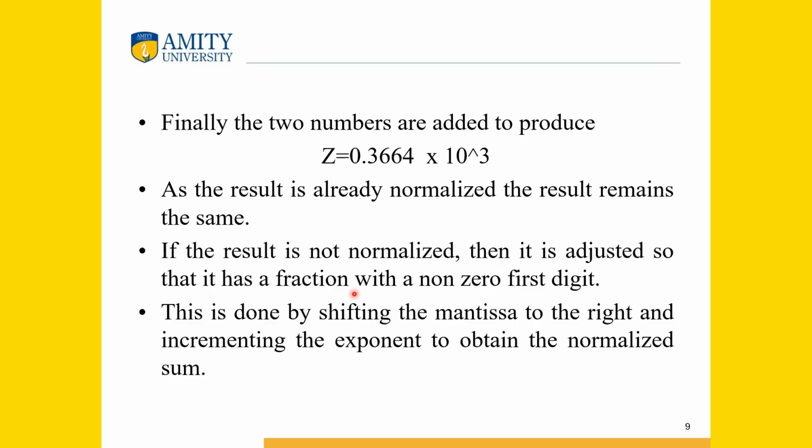But sometimes we do need to normalize, when it is not adjusted properly. Normalization is done by shifting the mantissa again to the right and incrementing the exponent. So if it's a 2, then we shift the mantissa and it becomes a 3. It has to be the same as the greatest power.